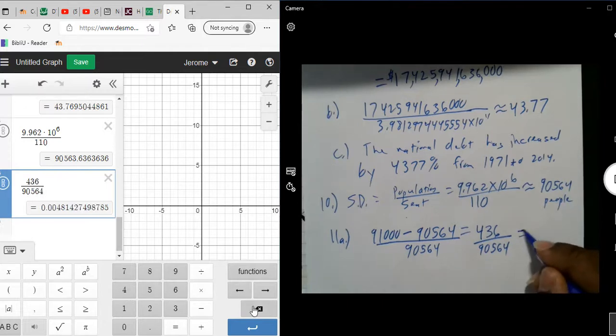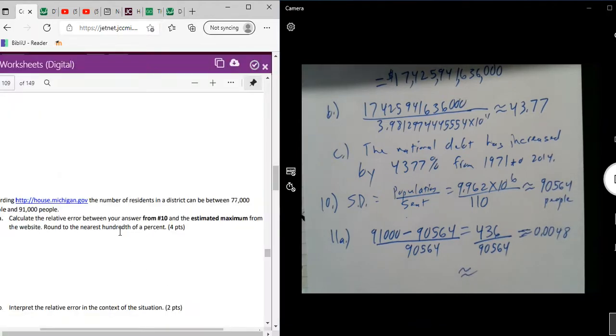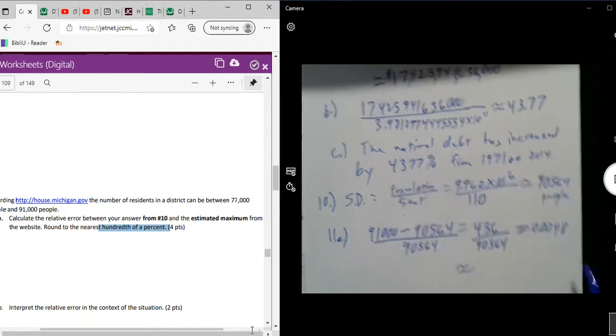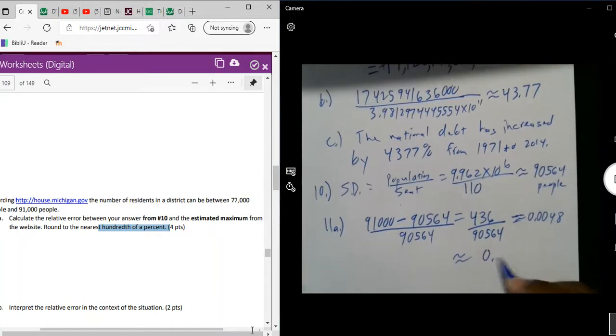So it's approximately 0.0048. If we move this decimal 2 places, well, let me see. Did they tell us to round to it? It said round to the nearest hundredth of a percent. So when they ask you for a hundredth of a percent, that means you need to round to 4 decimal places, which we did. And then we change this to a percent. It'll be 0.48%.